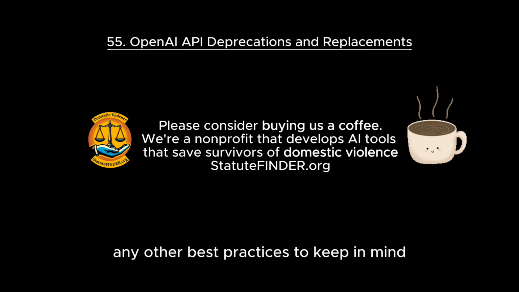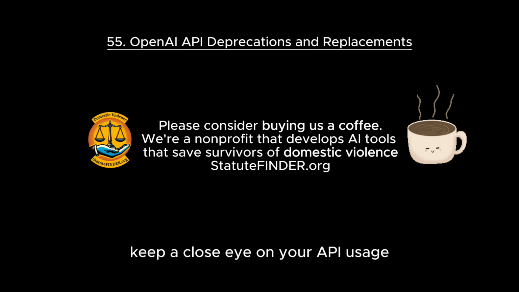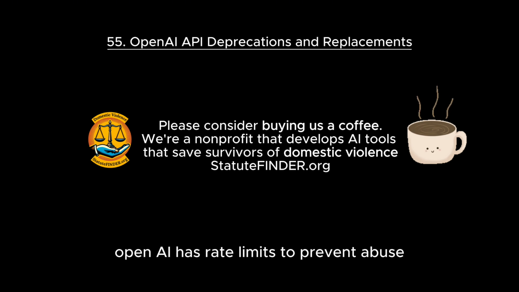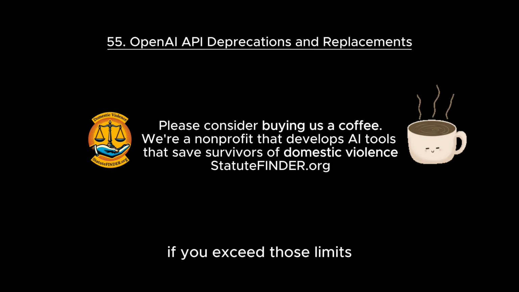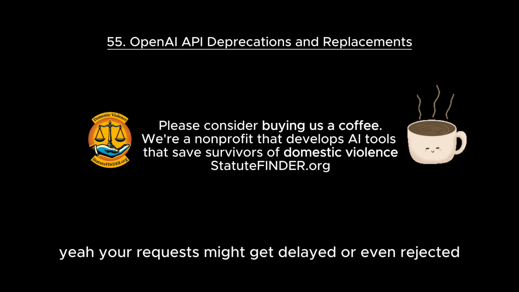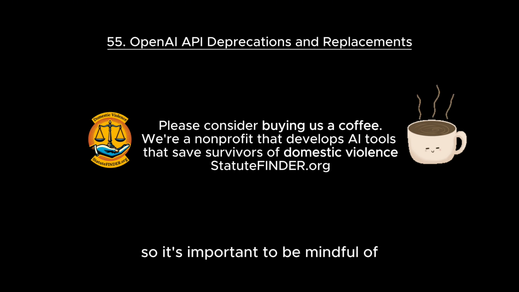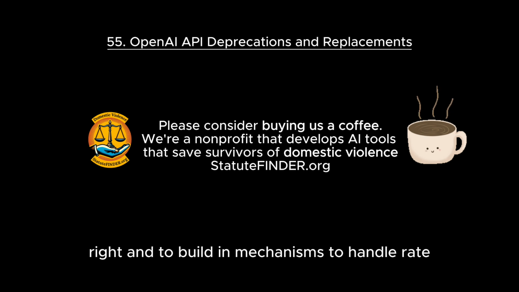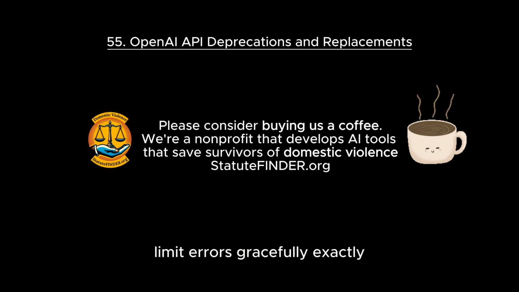Any other best practices to keep in mind? Keep a close eye on your API usage. OpenAI has rate limits to prevent abuse and ensure everyone has fair access. If you exceed those limits, your requests might get delayed or even rejected. So it's important to be mindful of how much you're using the API and to build in mechanisms to handle rate limit errors gracefully.